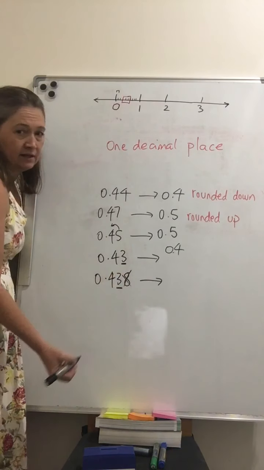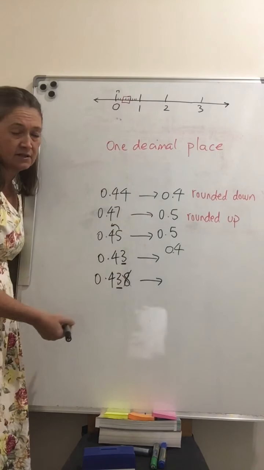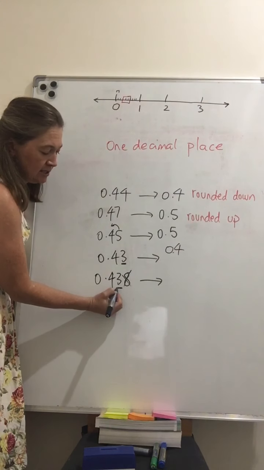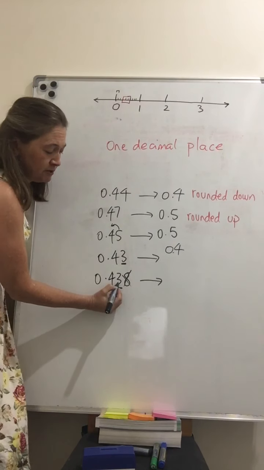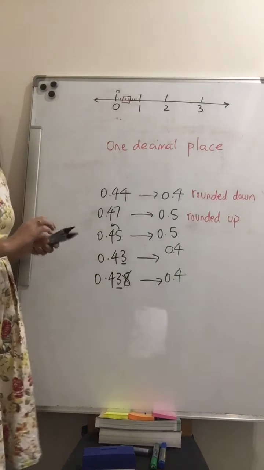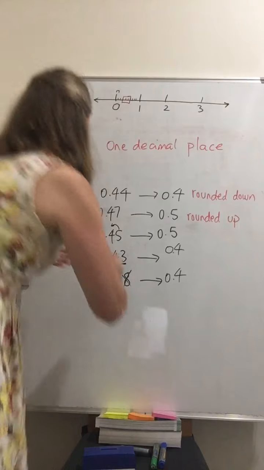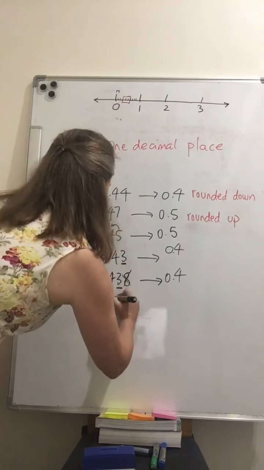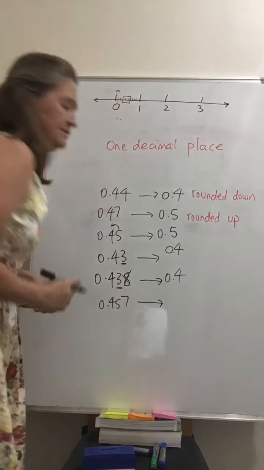So I don't care what that is. It could be a 2 or 1, a 7, 6, an 8. Doesn't matter. We're interested just in this one, which is only a 3, which means we round down to 0.4. All right, what if I have one more? 0.457. That's the one I've got, 0.457.